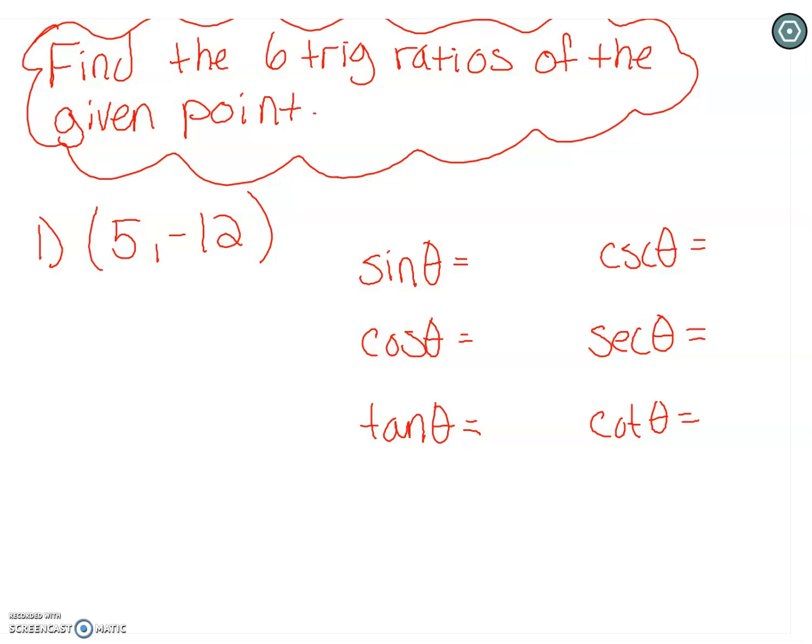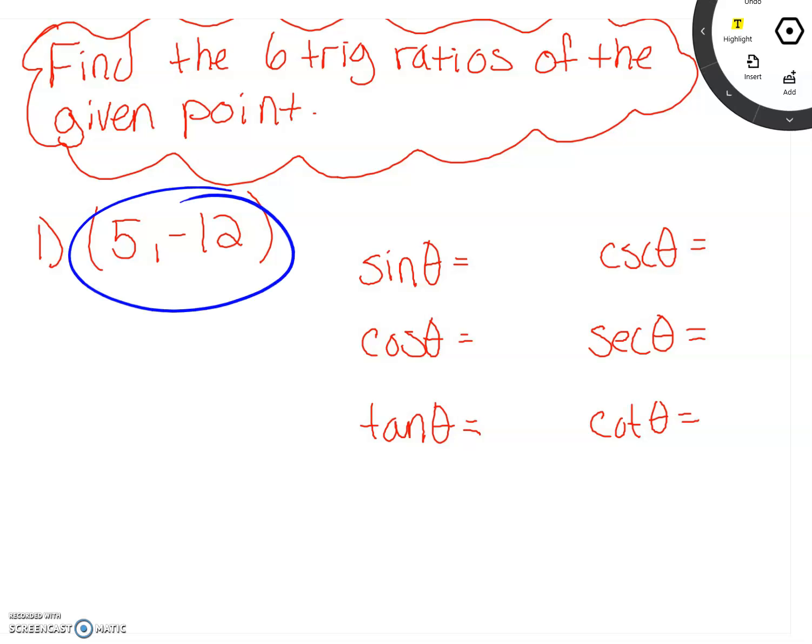So, notice this coordinate here. We've got 5, -12, okay? Usually, we've trained ourselves to think that cosine is x and sine is y. But that is only true when you are on the unit circle. Well, if you look on your unit circle, 5, -12 is nowhere to be found. So in this scenario, what we have to do is make sure that we actually draw our triangle.